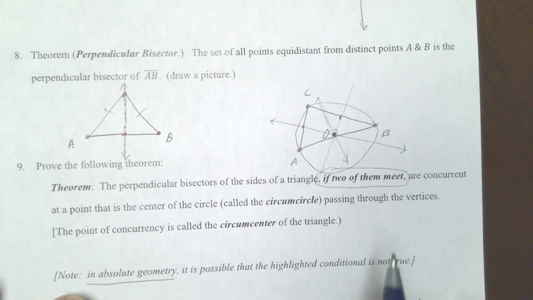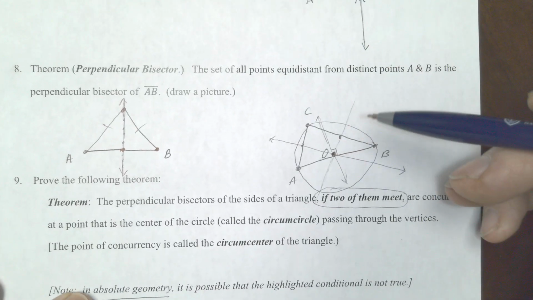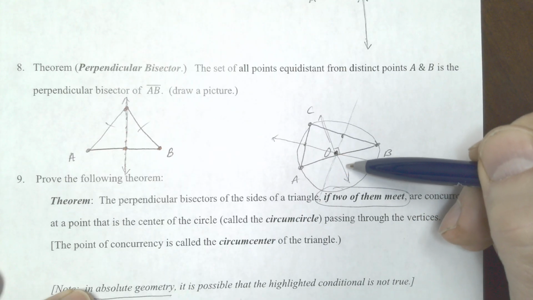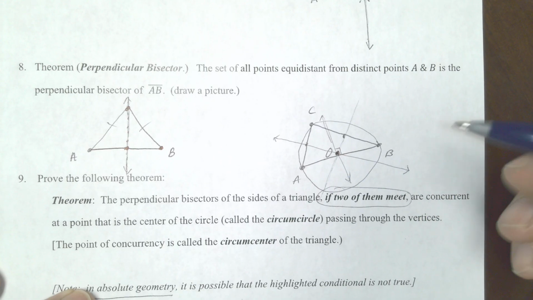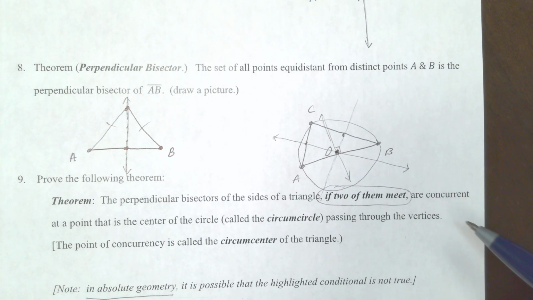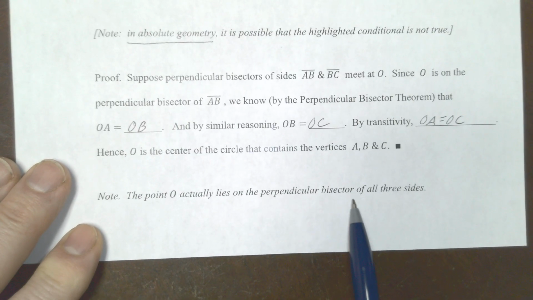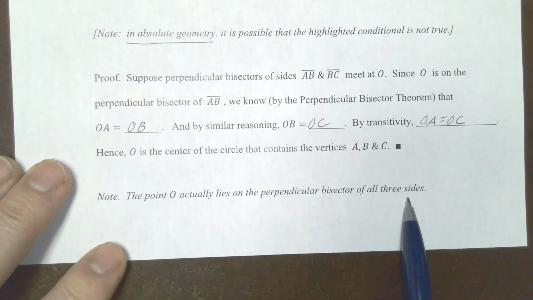That wasn't my picture. I should have made the triangle maybe skewed a little bit more so that this point was even outside of the triangle. But it works every time. And as a comment, I already said this, the point O actually lies on the perpendicular bisector of all three sides.